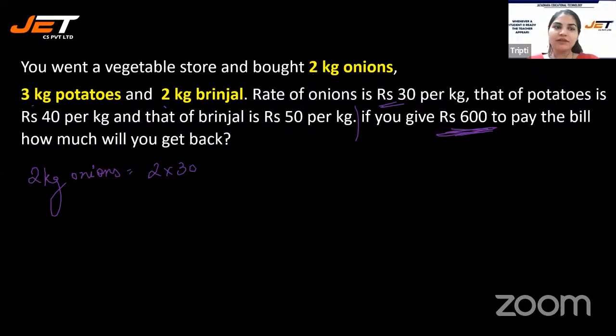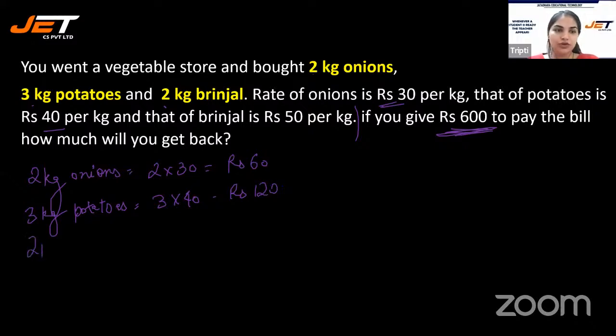If 2 kilograms of onions we have purchased, that means 2 times 30, which is equal to 60 rupees. If 3 kilograms of potatoes we have purchased, that means 3 times 40, because 1 kilogram is 40 rupees, rupees 120. And 2 kilograms of brinjals if you have purchased, so 2 times 50, which is equal to rupees 100.